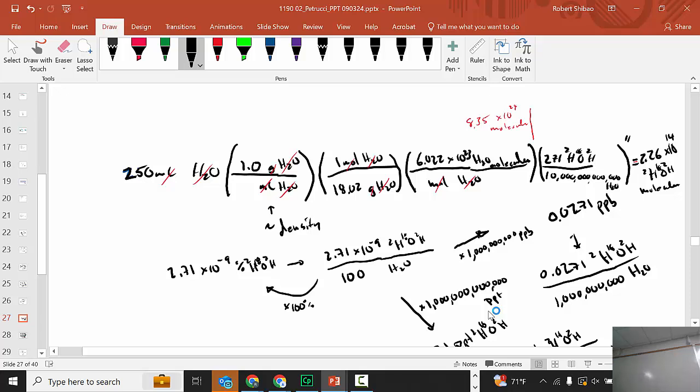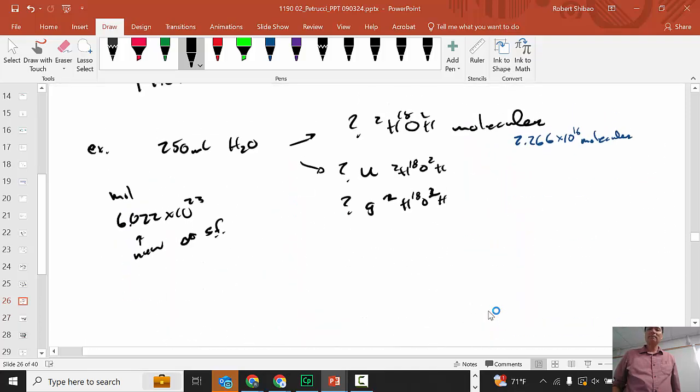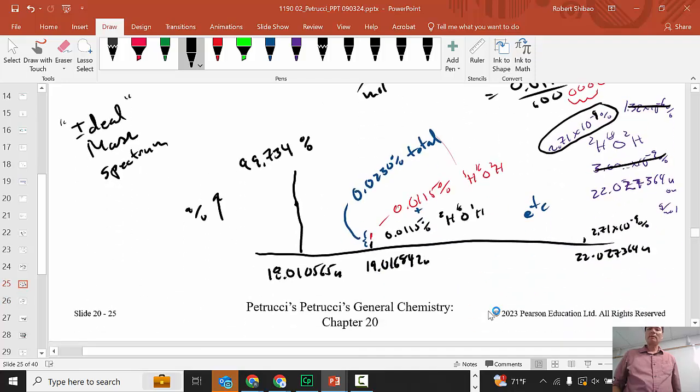And then maybe what we'll do here is figure out how much in U and how much in gram you consumed. So could you figure out how much in U you consumed? Well, we know how much that weighs. Did you write this down? How much does the H2O18 H2 weigh? It weighs 22.027364 U per H2O18 H2 molecule.